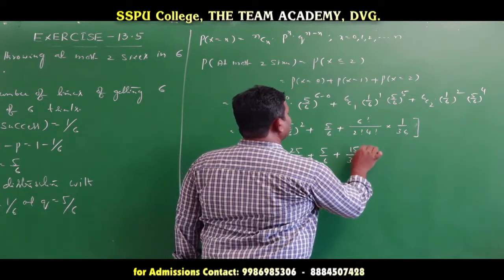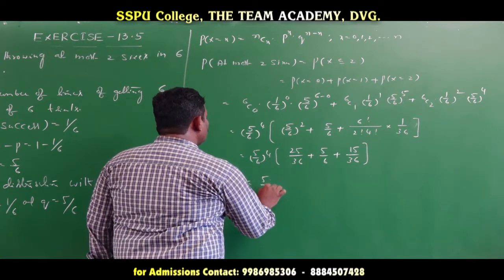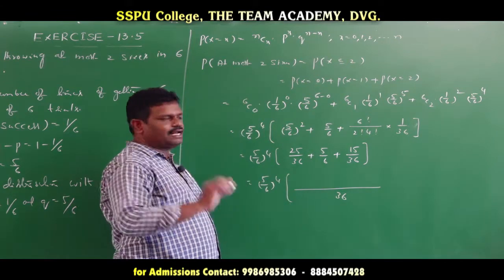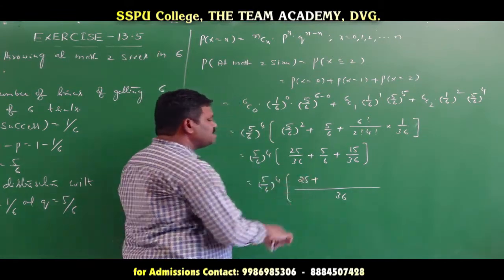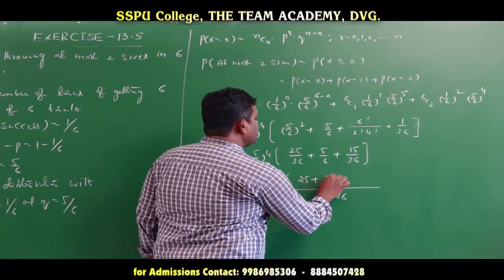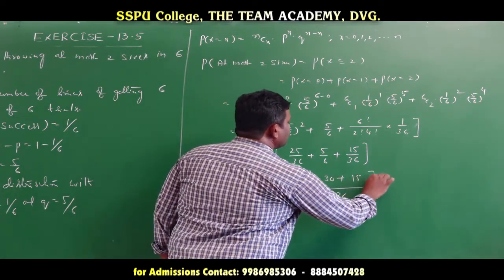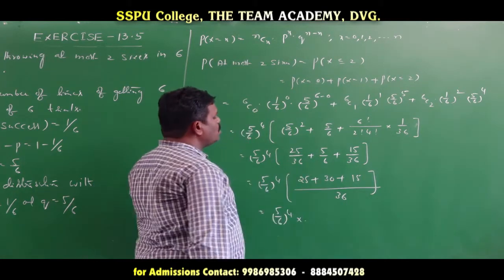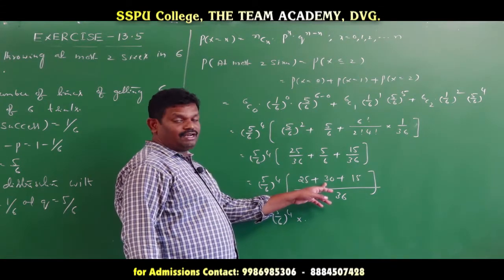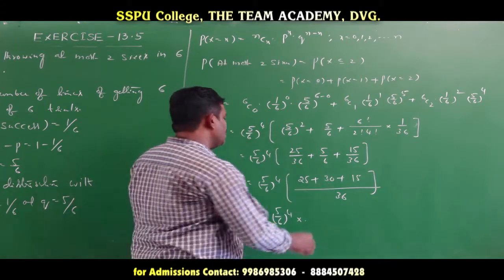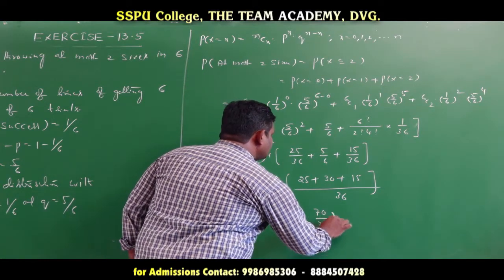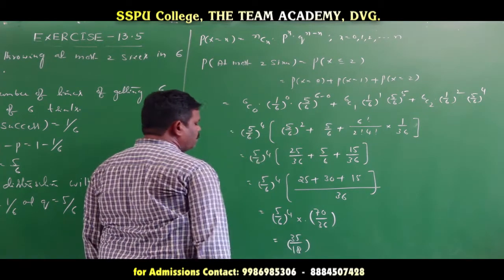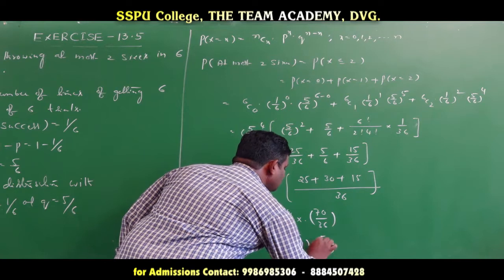So 15/36. Now if we take the LCM, 36: 36 divides 36 one time, so 1 into 25, 25, plus 6 times, 6 fives are 30, next 6 means one time, 15. Finally, (5/6)^4 into the numerator: 15 plus 25 plus 30 is 70. So 70/36. Simplifying, it is 35/18 into (5/6)^4.